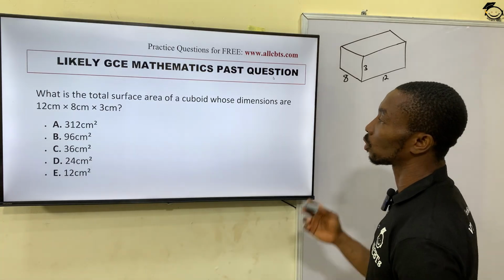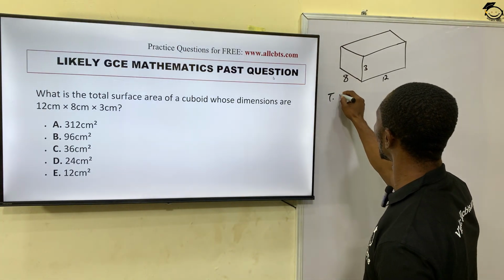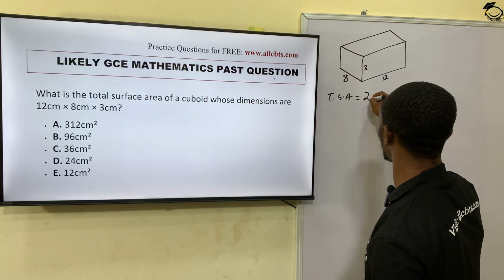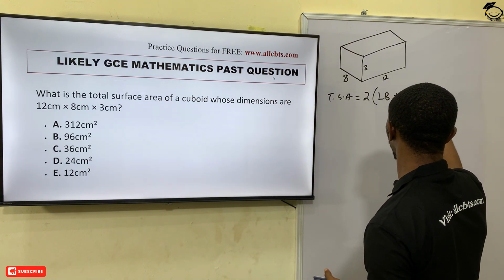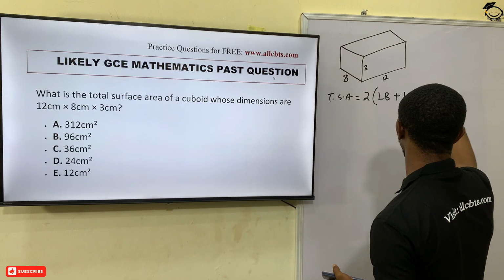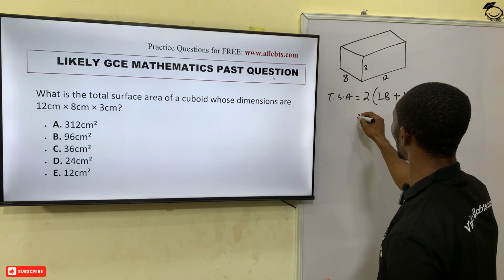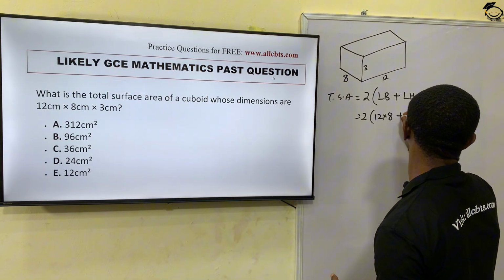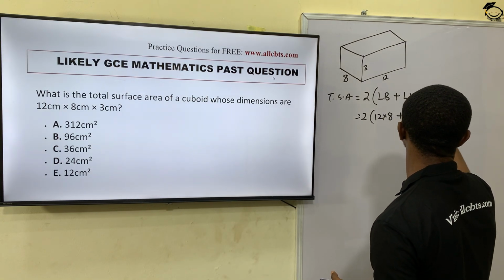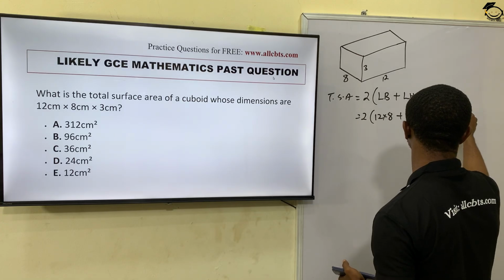Now, for us to find the total surface area, we'll be using the formula 2 bracket length times breadth plus length times height plus breadth times height. Now, our length will be 2 bracket 12 times 8 plus 12 times 3 plus 8 times 3.